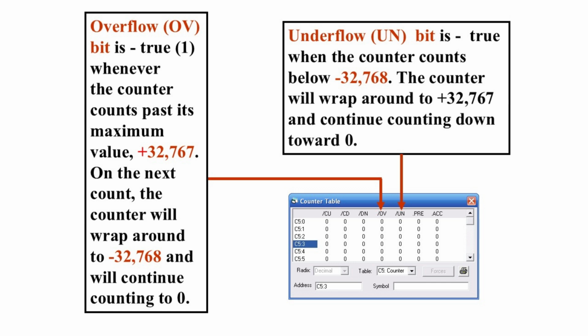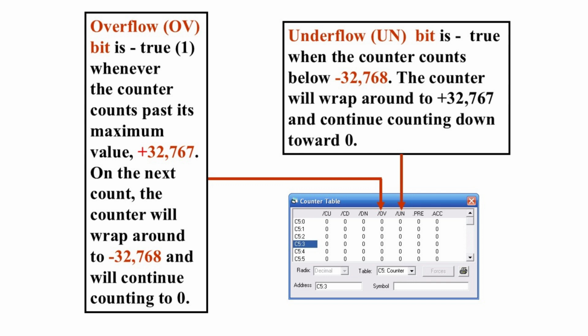The overflow bit, labeled OV, turns on when the counter exceeds its maximum positive value of plus 32,767. When this happens, the counter wraps around to negative 32,768 and continues counting upward from there. The underflow bit, labeled UN, does the opposite. It turns on when the counter goes below negative 32,768, wrapping around to the positive limit and continuing to count down.